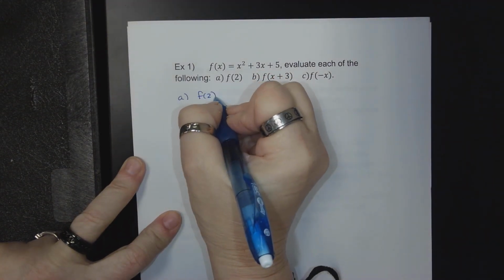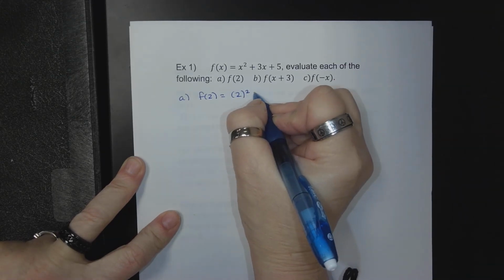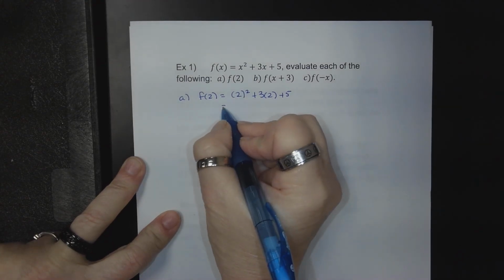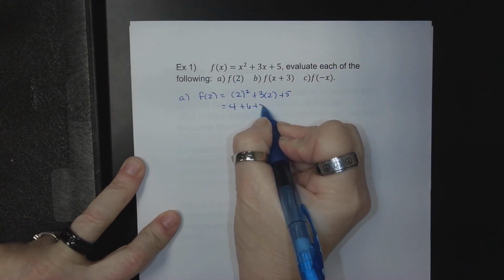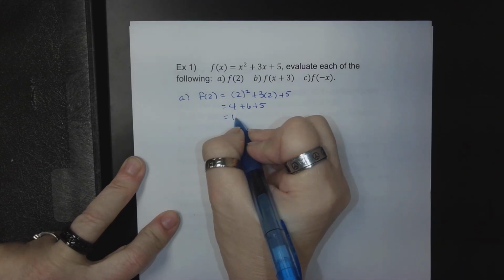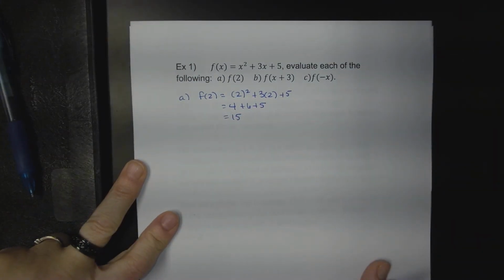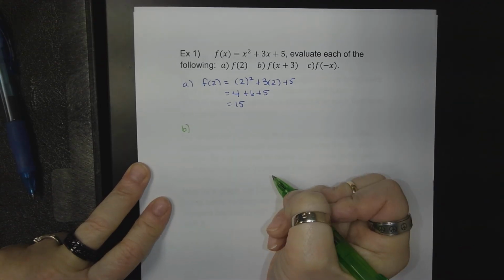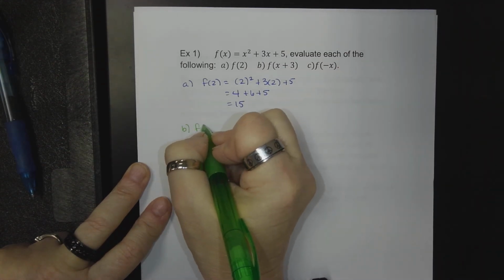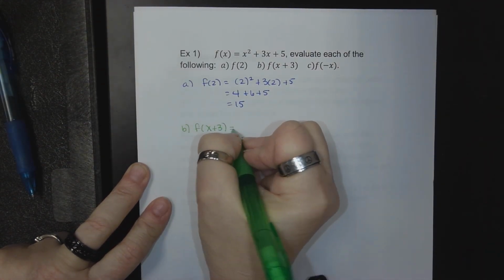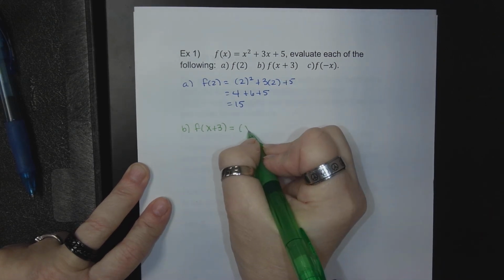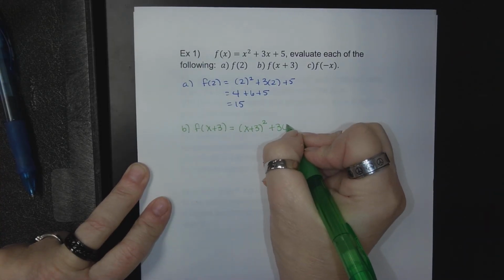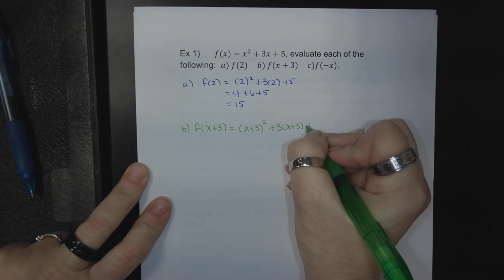So we're going to do f of 2, which is going to equal 2 squared plus 3 times 2 plus 5. 2 squared is 4, plus 6, plus 5. That gives us 15. Okay? Not too bad, right? B. So we have f of x plus 3. Put everything in parentheses, so (x plus 3) squared plus 3 times (x plus 3) plus 5.